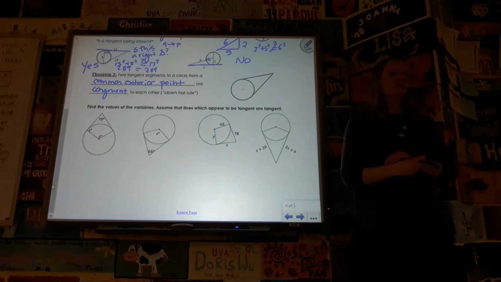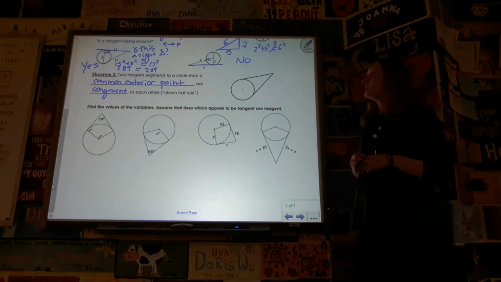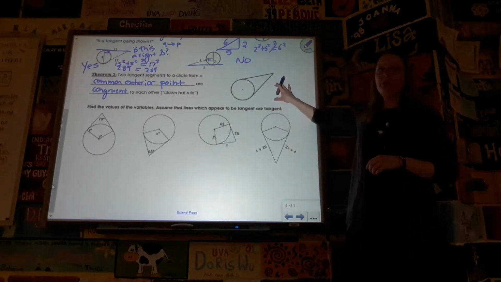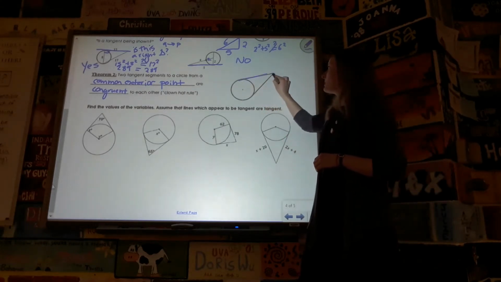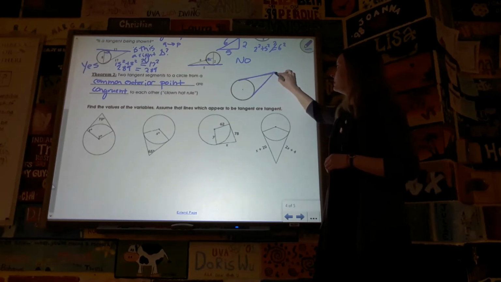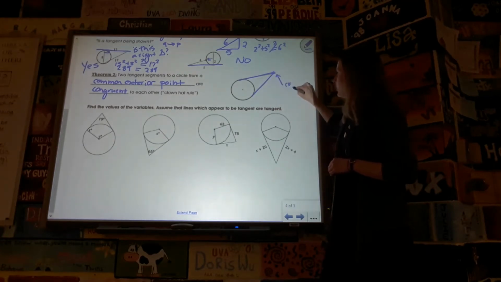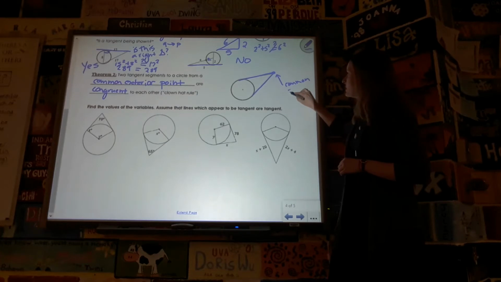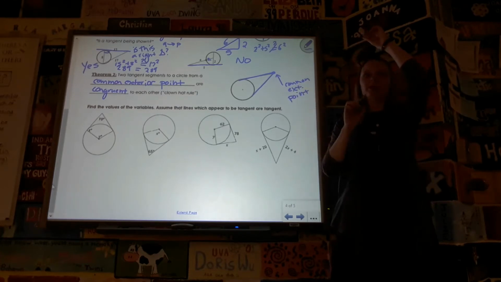This is not one tangent, this is kind of like 2 tangents working together. So what this means, I have the picture over here that's illustrating this. These are the tangents. This is tangent number 1, this is tangent number 2. Here's your common point, your common exterior point.